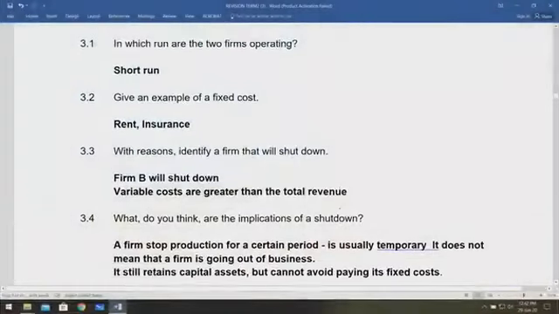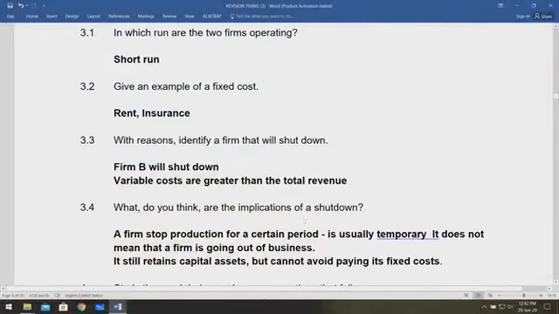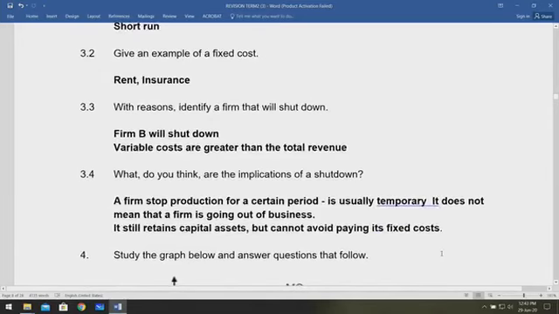Right? And in business studies, you do those long-term decisions that businesses have to make, or restructuring decisions, where they either sell some of their assets or they shut down a certain part of the business. So that is what we speak about as a shutdown. A firm stops production for a certain period, it's temporary. It does not mean that a firm is going out of business. It still retains capital assets, but cannot avoid paying its fixed costs, right? Because remember we said these costs have to be paid irrespective of whether you're producing or not.